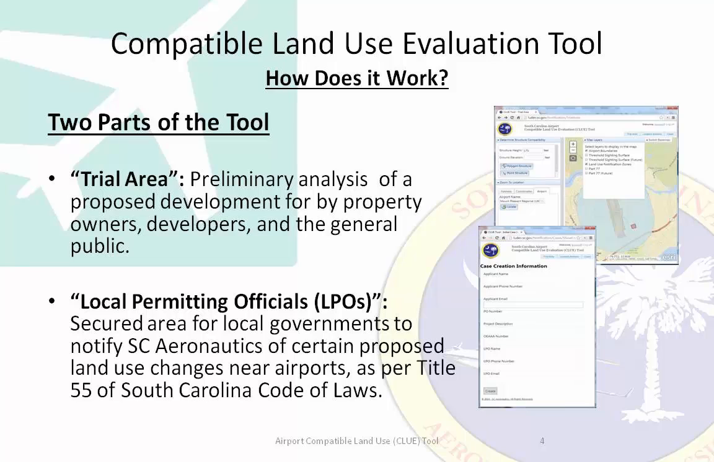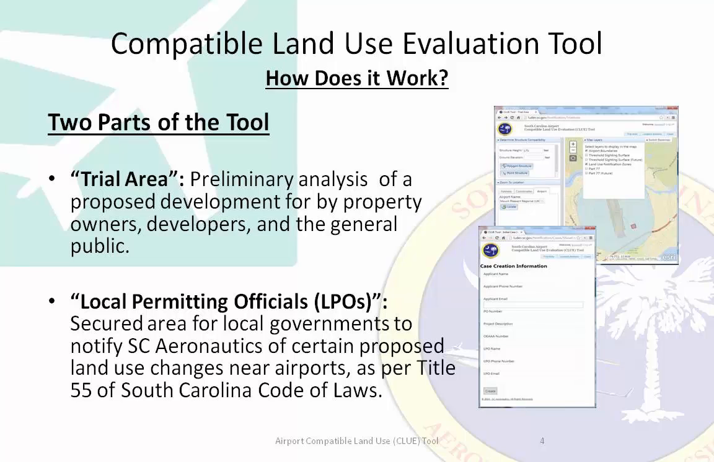There is also the local permitting official, or LPO area, which is a secured area for local government planners, building permit managers, or similar staff to notify the Aeronautics Commission of certain proposed construction activity or land use changes near airports in specified airport safety and land use zones. This portion of the tool requires a login and password by the LPO and is specifically designed to fulfill the local airport land use notification requirements in Title 55 of the South Carolina Code of Laws.